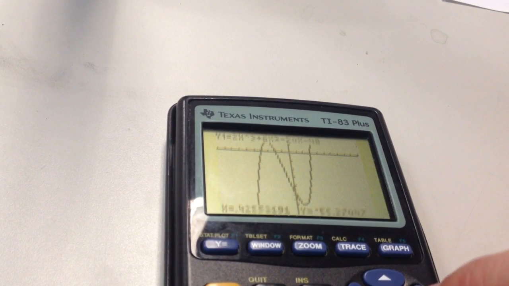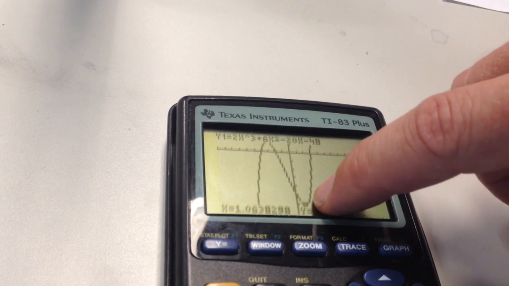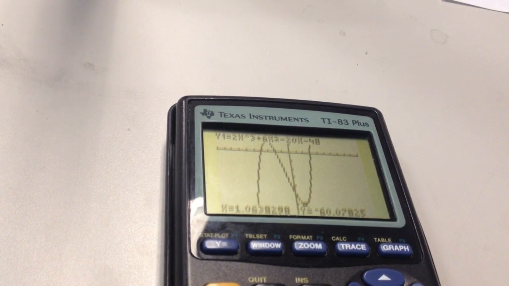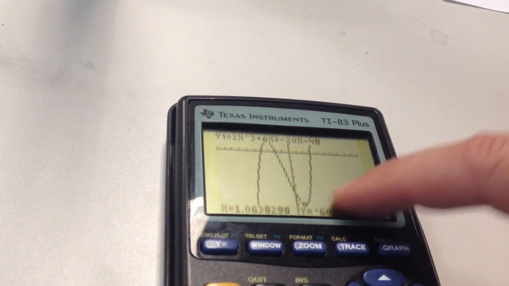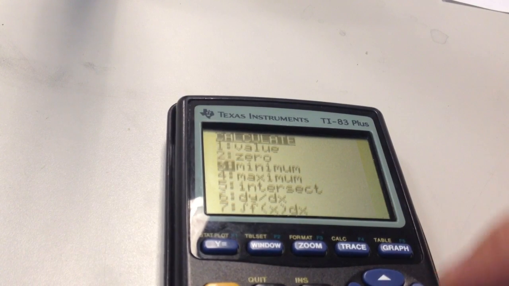All right, I want you to use the same trick that we just used to figure out this local minimum. It's going to be somewhere around 1, -60, but I want you to use that second trace function to find out exactly what that local minimum is right there. And I'm going to stop my online version now.